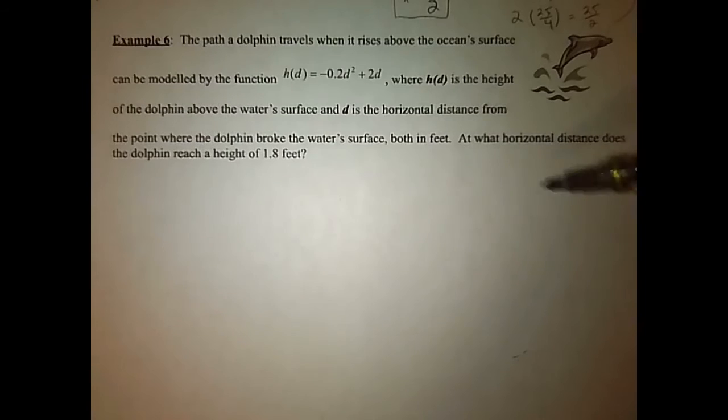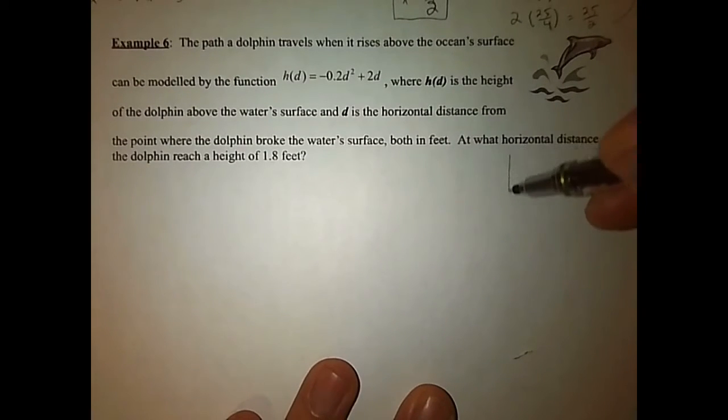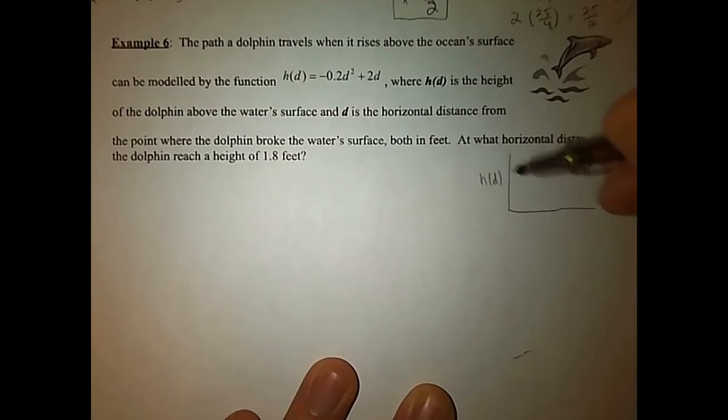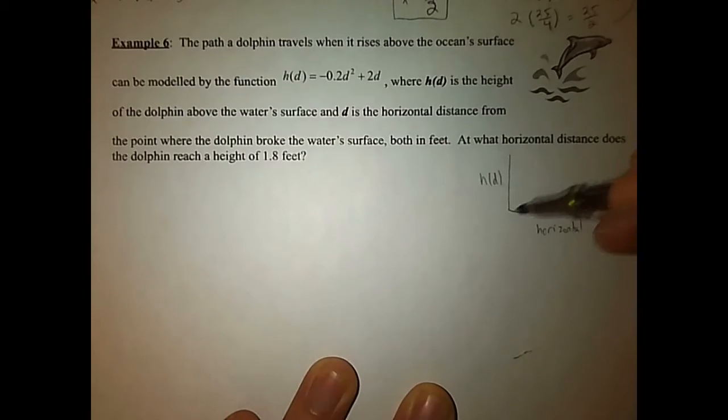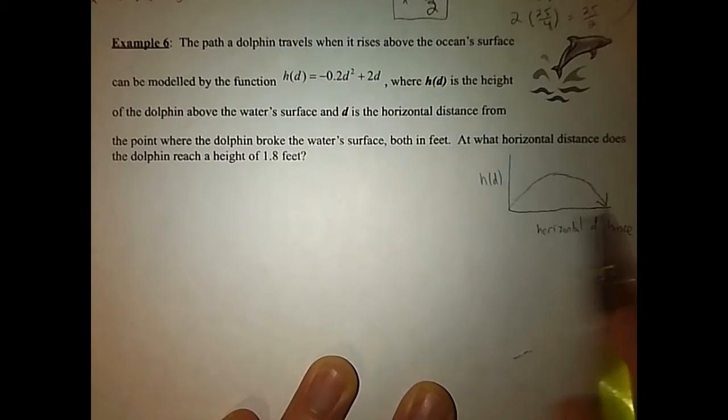So what we're saying here is if we have the dolphin, and we kind of made a graph here, h(d) here is how high the dolphin is getting up vertically in the air, and the horizontal distance here just refers to how far horizontally, or how far this way, the dolphin has jumped. Like this. So maybe this would be 20 meters, 10 meters, 1 meter. I just made up numbers there. I actually don't know how far a dolphin can jump, but that's what I mean by horizontal distance. How far do they jump this way, or horizontally?